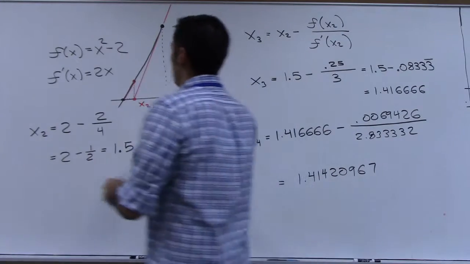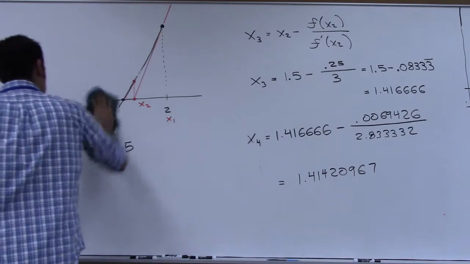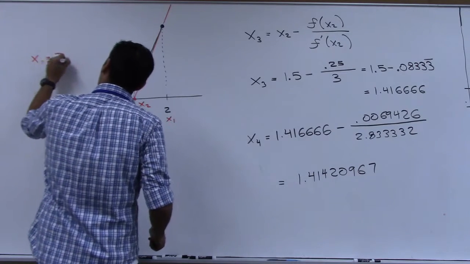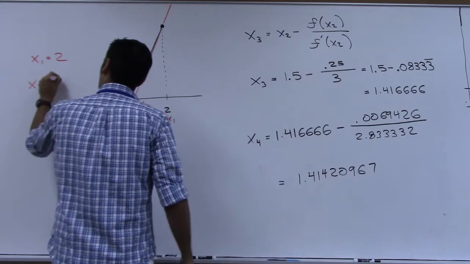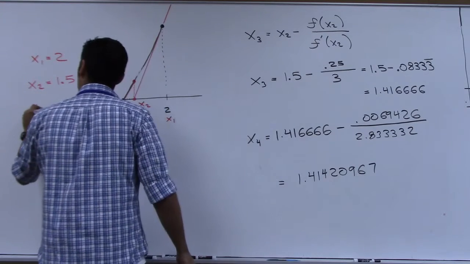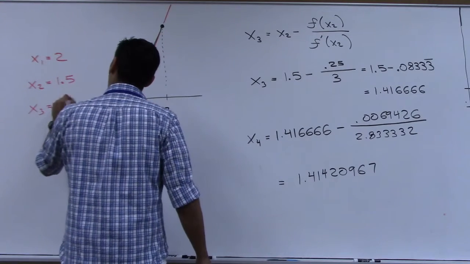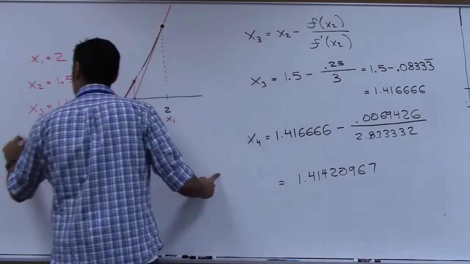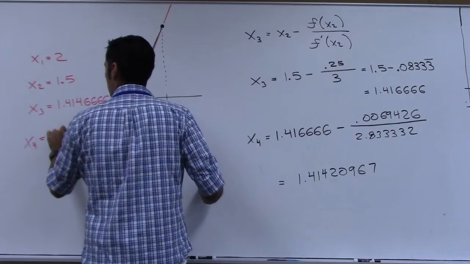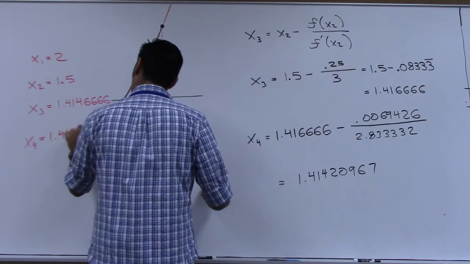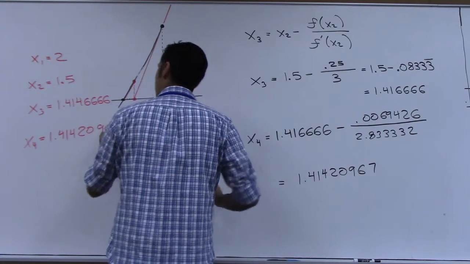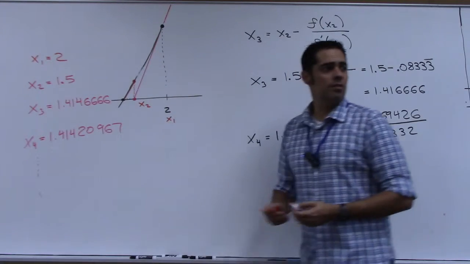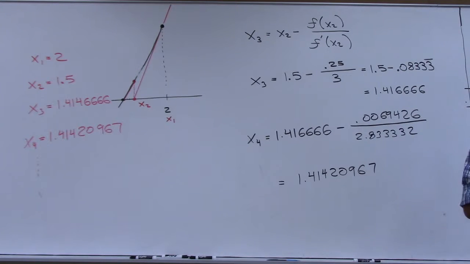What was x sub 1? It was 2, right? So x sub 1 was 2. X sub 2 was 1.5. X sub 3 was 1.414666. X sub 4 is 1.414209667. And if I keep doing this, it's going to converge, or get closer and closer to the true answer.